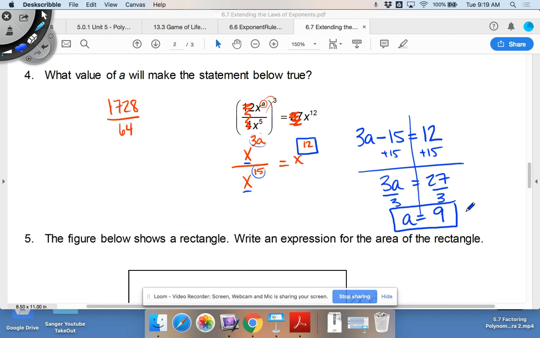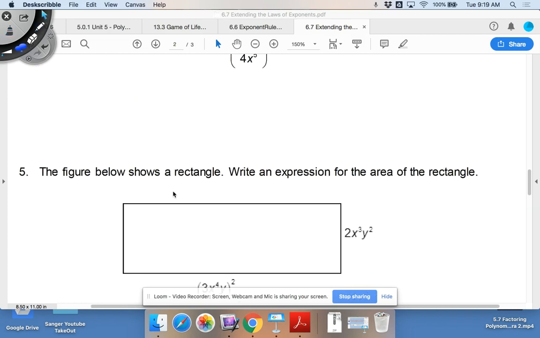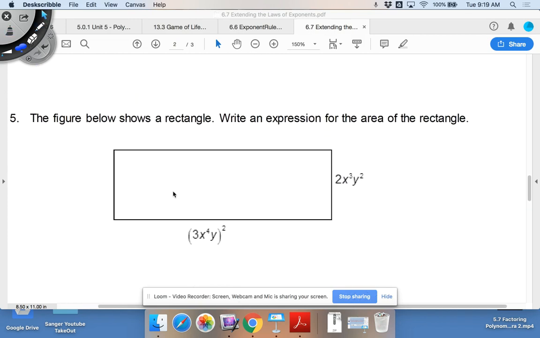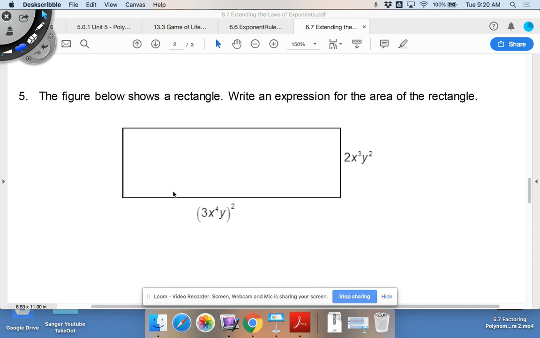So this is like knowing the power rules and all of the exponent rules instead of constantly looking back and forth at them. You have to know them enough to be able to put them into place like this. Okay. One more example for you, and there will be one like this on our homework. The figure below shows a rectangle. Write an expression for the area of the rectangle.